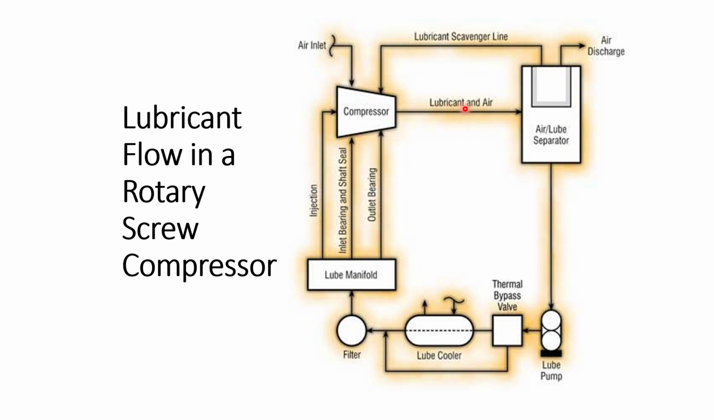Then the lubricant and air both are coming to an air lube oil separator. Here it is separated, oil goes again to the pump and air goes out. If some oil vapors are there, through this lubricant expunging line it will go to the compression.